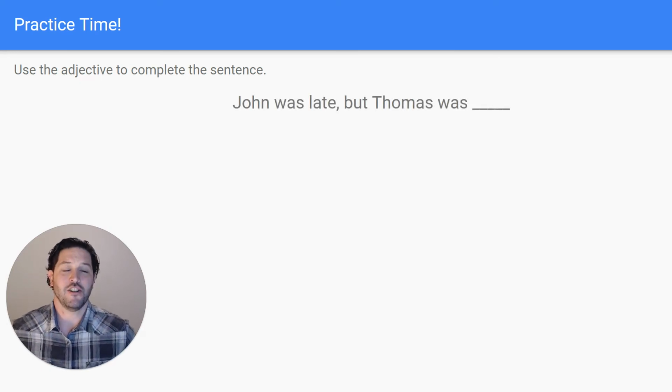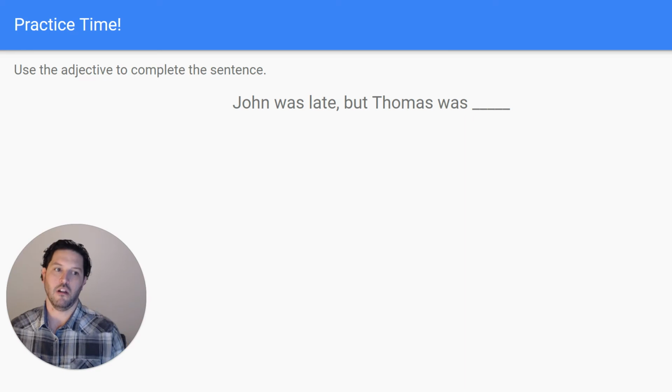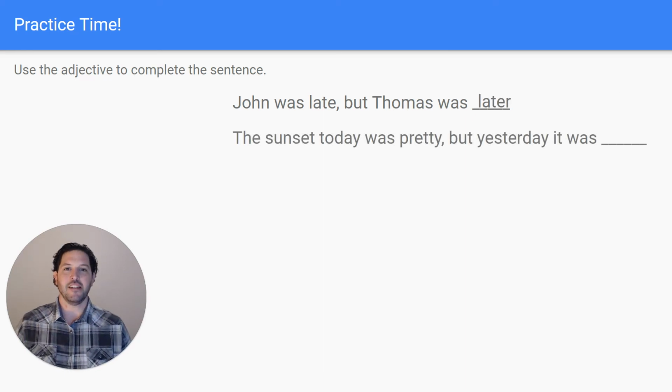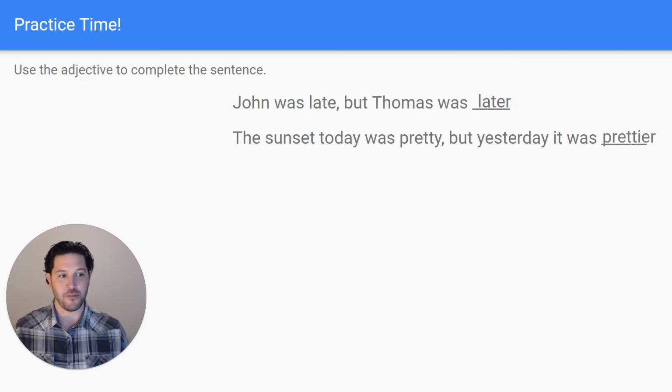All right, so John was late, but Thomas was... So we're going to use the word late, okay, to finish this sentence. So John was late, but Thomas was... later. Thomas was later. All right. The sunset today was pretty, but yesterday it was... I hope you said prettier. Okay, remember it ends in Y, so add IER.